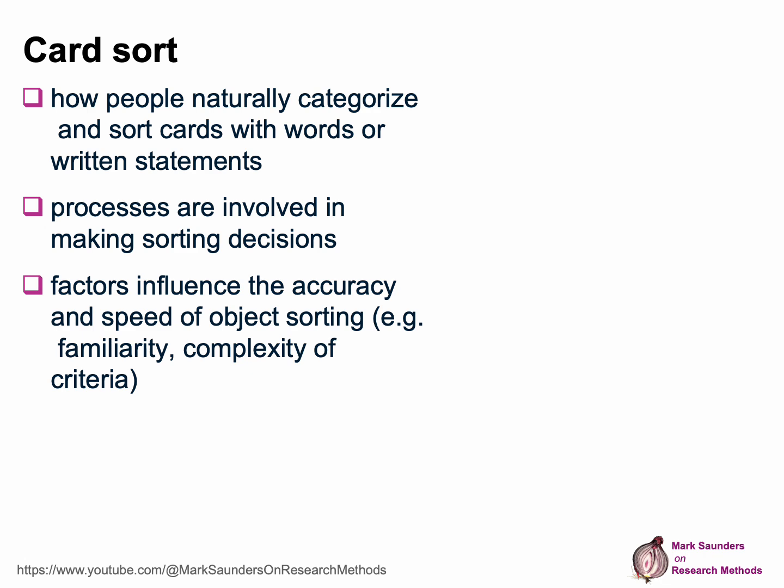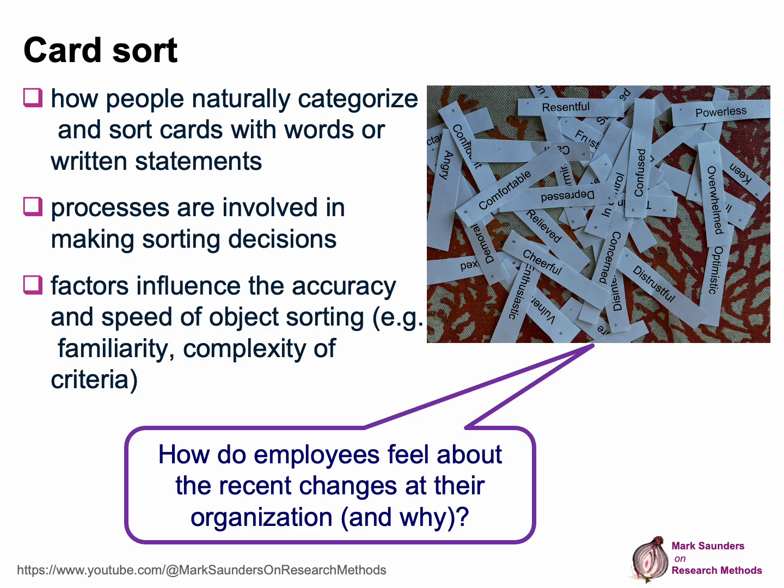So let's have a look at an example here. How do employees feel about the recent changes at their organisation and why? And so the card sort will look at how they feel about these recent changes. And you can see in the picture the cards have words like comfortable, confused, powerless, overwhelmed, and so on. And those words will be chosen from the academic literature on research on employees' reactions to change, and then we could move into a subsequent interview to actually talk about why. And indeed there is a YouTube video on using card sorts in this way.